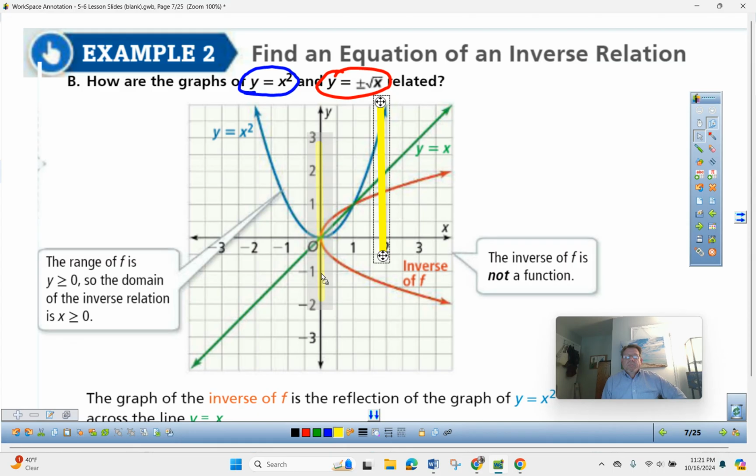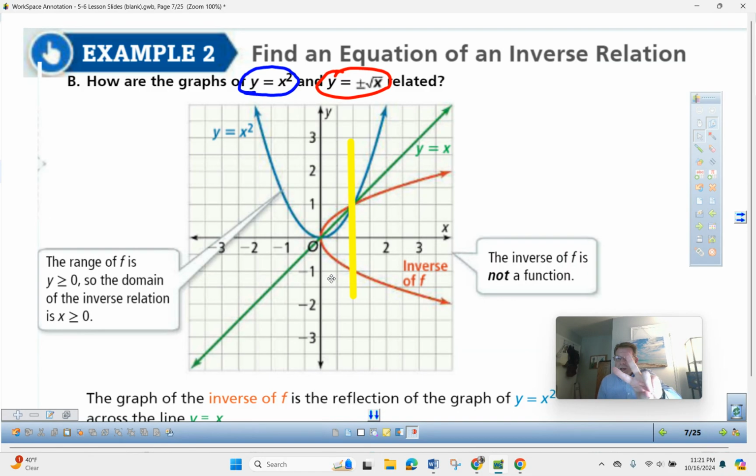Okay, how about the red, the inverse? Well, immediately, what do you see? Well, 1, 1, and 1, negative 1. So the positive 1 x was used twice. So that means the inverse is not a function. It failed the vertical line test.